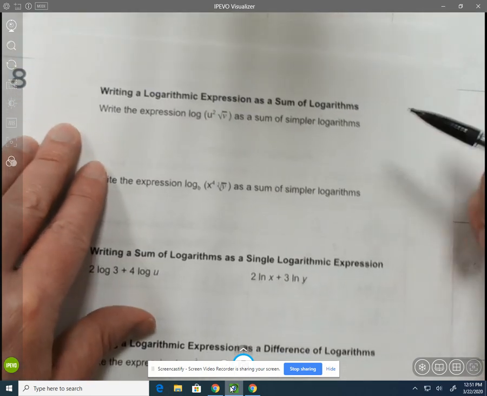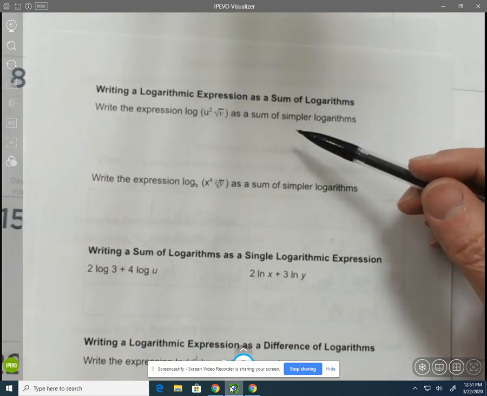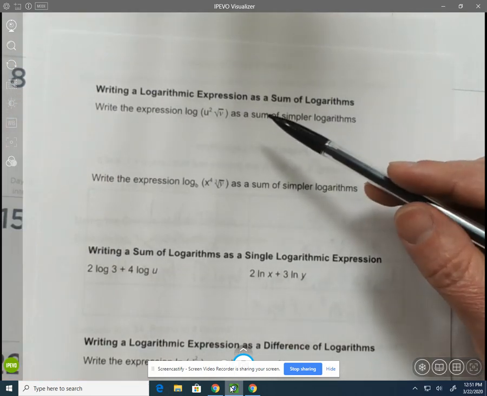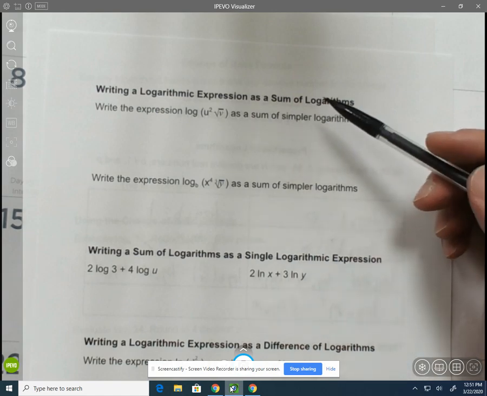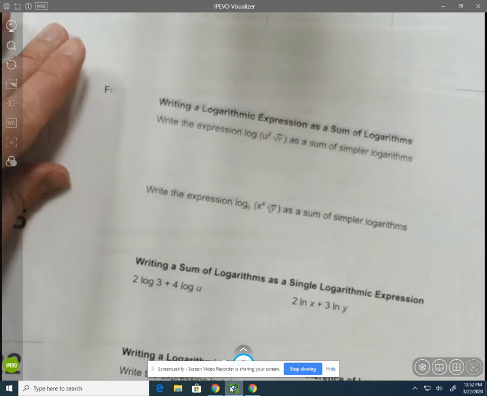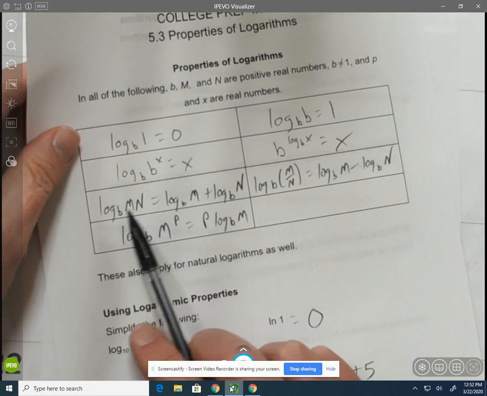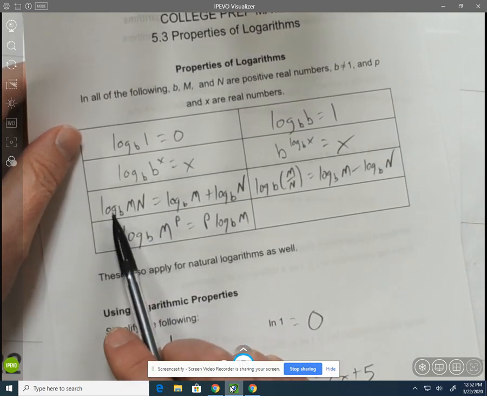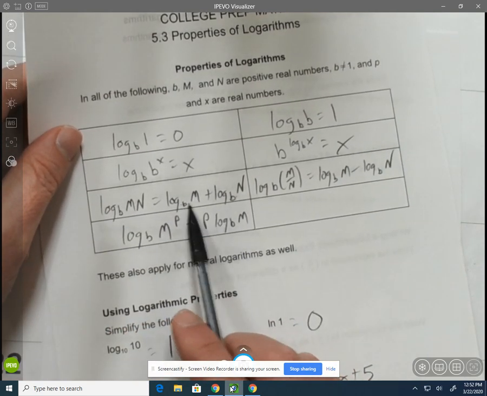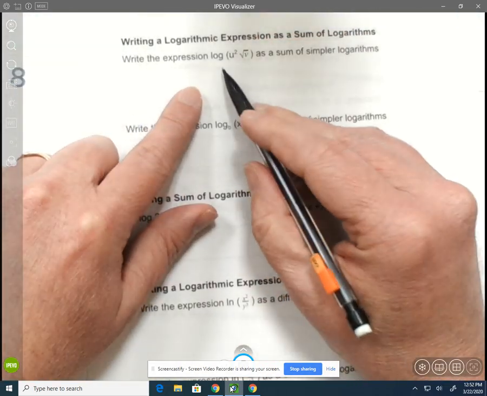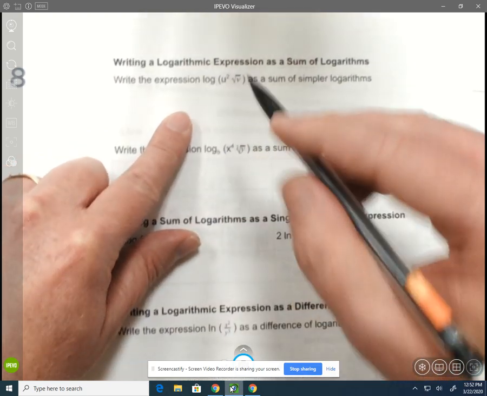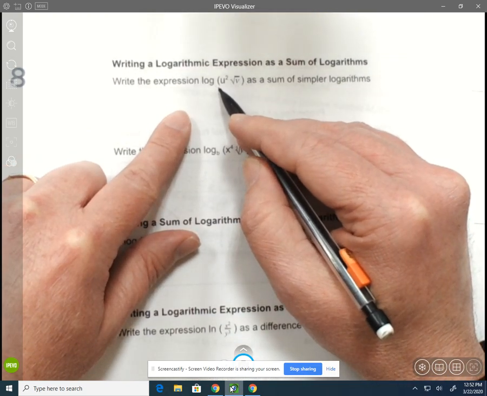The other thing we can do, we can write logarithmic expressions as the sum of logarithms. Here's what I'm talking about. This is going to apply back to this property here, that if I have a logarithm of a product, I can write that as 2 individual logarithms. So for example, again, I'm assuming this is log base 10, but it really doesn't matter here.